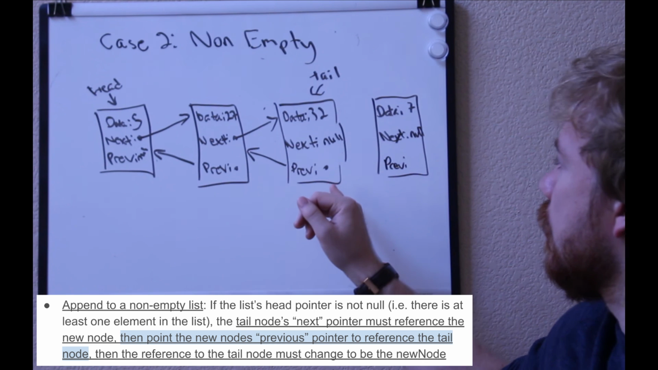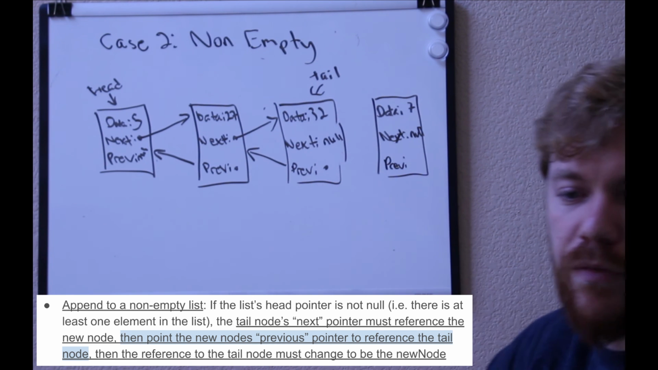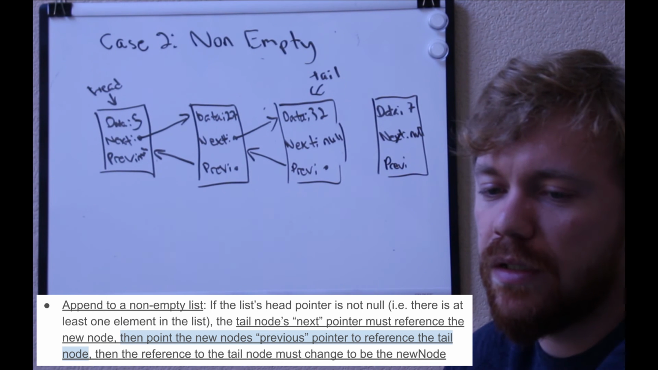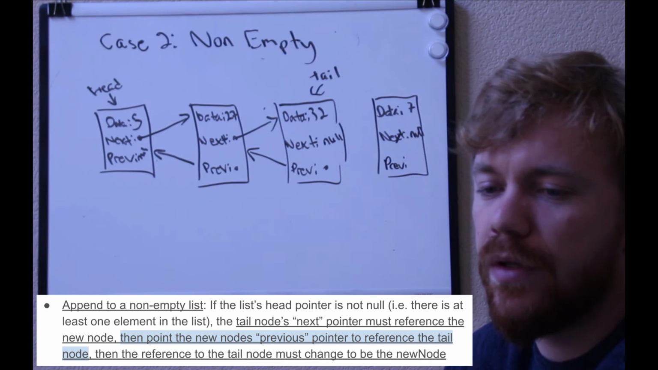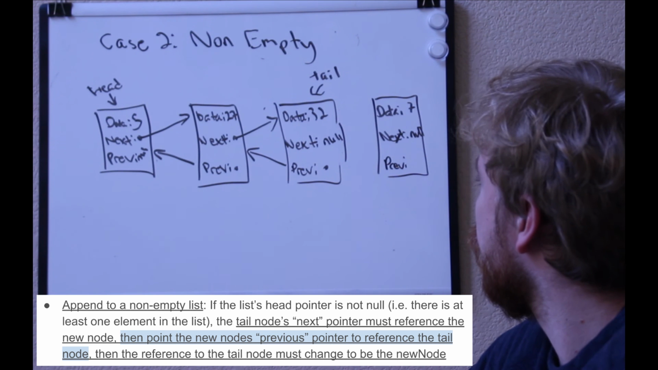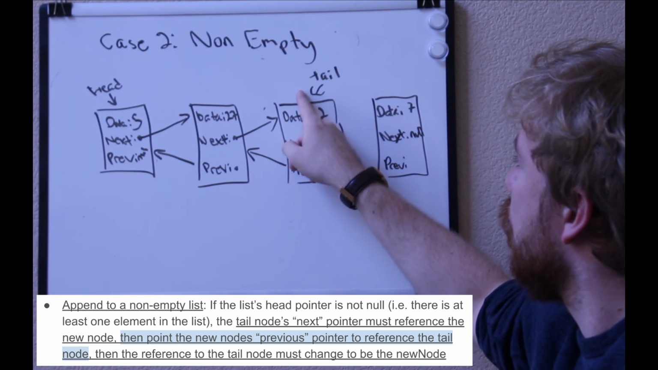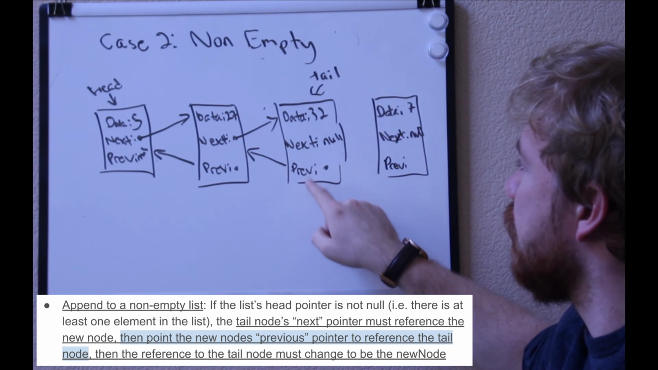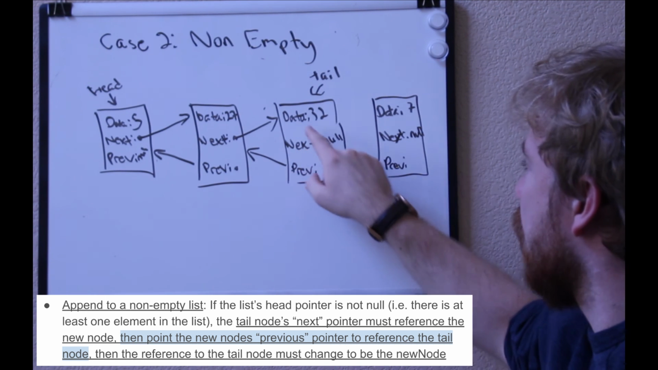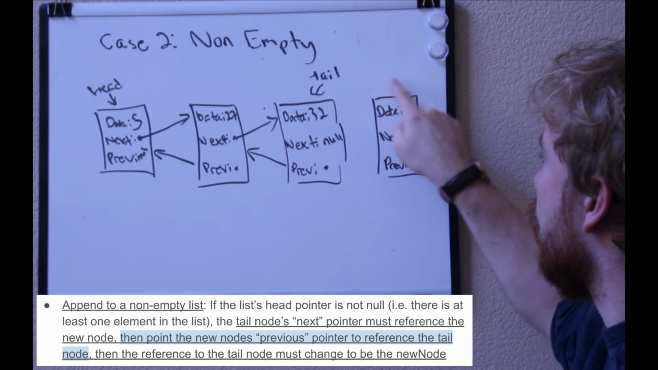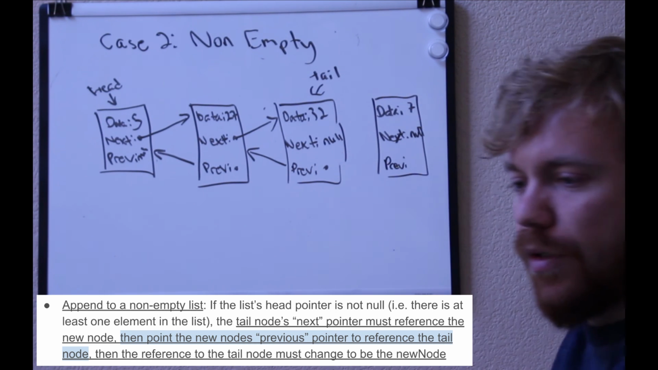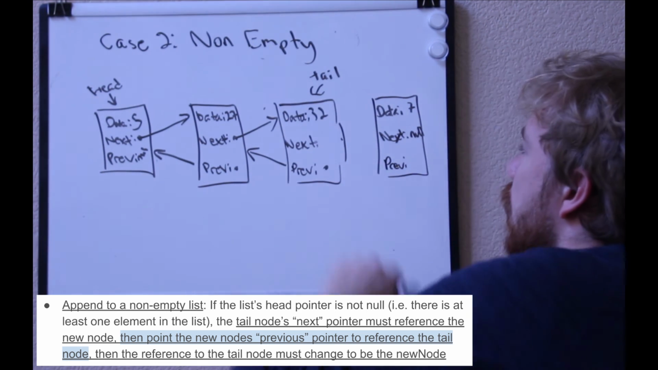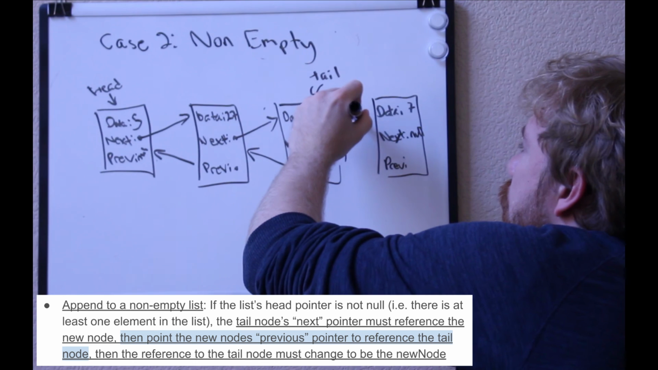So the idea is, if we follow along in the instructions, the tail node's next pointer must reference the new node. So the tail node, this guy, is referencing currently this guy, right? And its next pointer, or variable, this guy, must now reference the new node, this guy. So we'll change this, it's no longer null. It now references the new node.